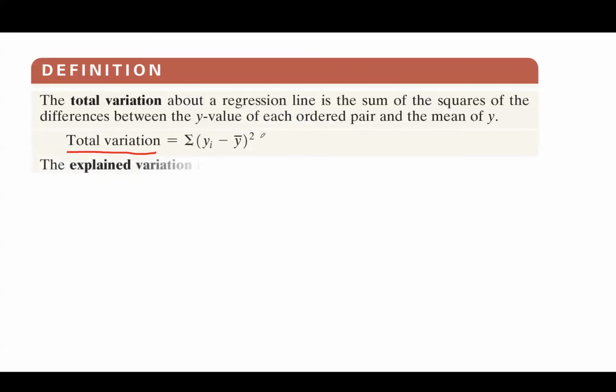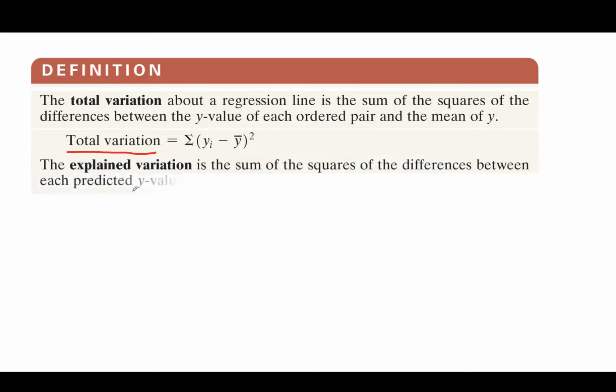For the explained variation, the idea is the same. It's the sum of the squares of the differences between each predicted y value and the mean of y. Or you can write it this way. The explained variation is the summation of the deviations between the predicted value and the average value raised to the second power.